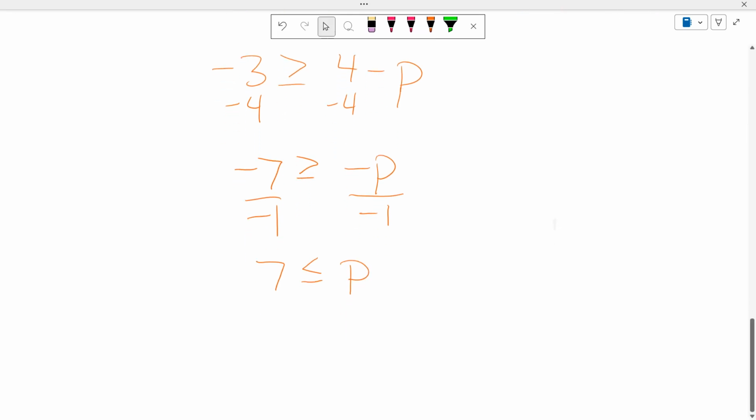Okay. So right now, the P is on the right. Where do I want the P? On the left. So now I just flip the symbol here, and guess what's going to happen the very next step? I'm going to flip it back again. So P is greater than or equal to 7. And then it's going to be a closed circle on positive 7.